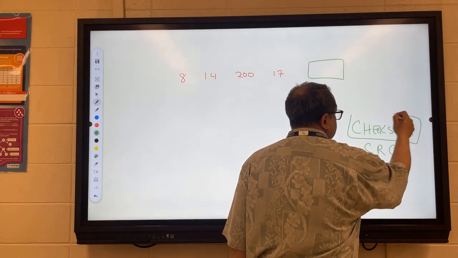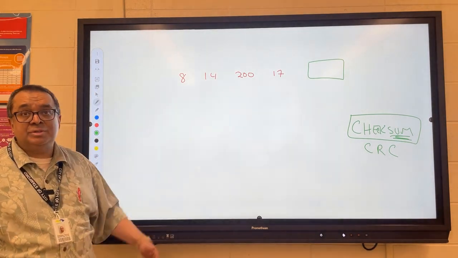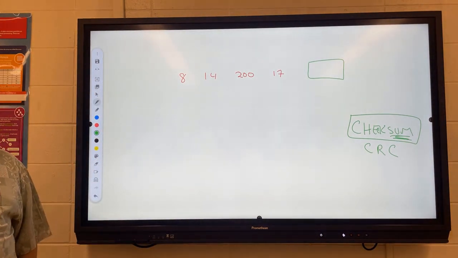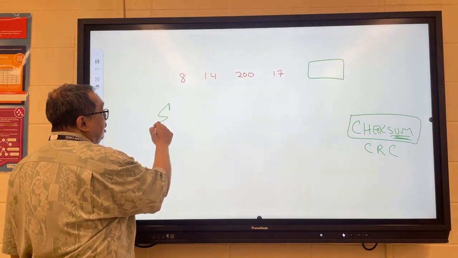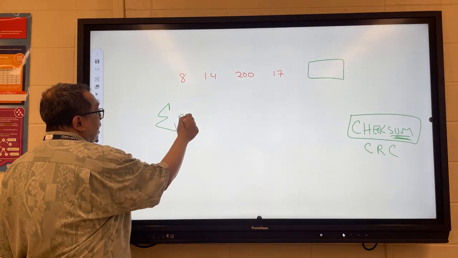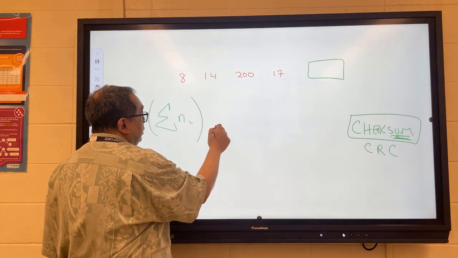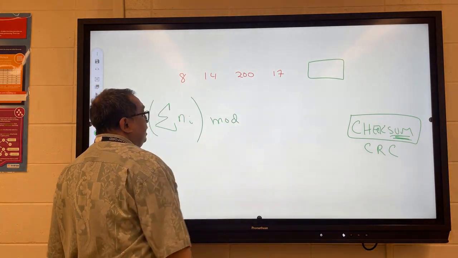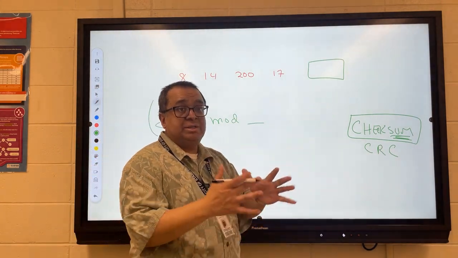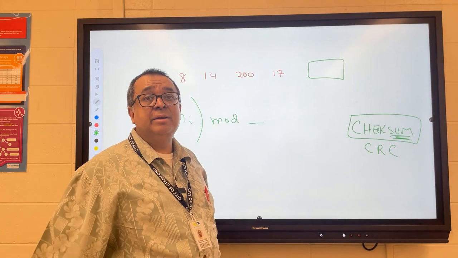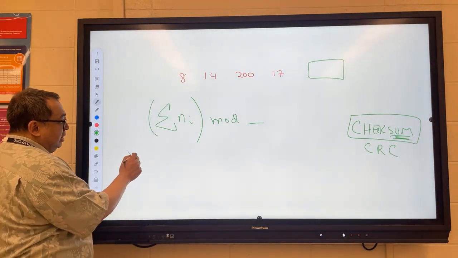Now, in checksum, you see the word sum is involved, and that's because we're going to be adding the numbers together. So the way the checksum is calculated is simple. We're going to take all the numbers and add them together. Then after we're finished with that, we're going to do some modulo. The number we mod by is going to depend on how big a checksum we want to provide. Most checksums that are used today tend to be 8 bits long.